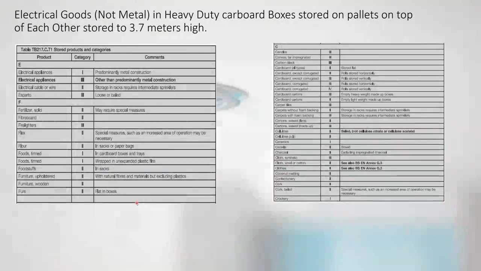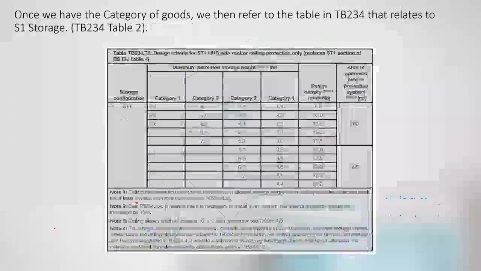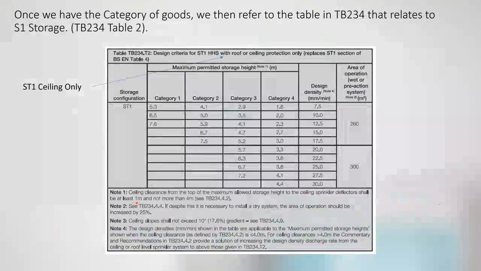Electrical goods, not metal, and heavy duty cardboard boxes. So that's your commodities again. Okay, so that's how it's stored. Category of goods. So for SD1 storage, category 3 goods. Table 2, so this is just for block storage. We've only got roof protection only. Category 3 goods.